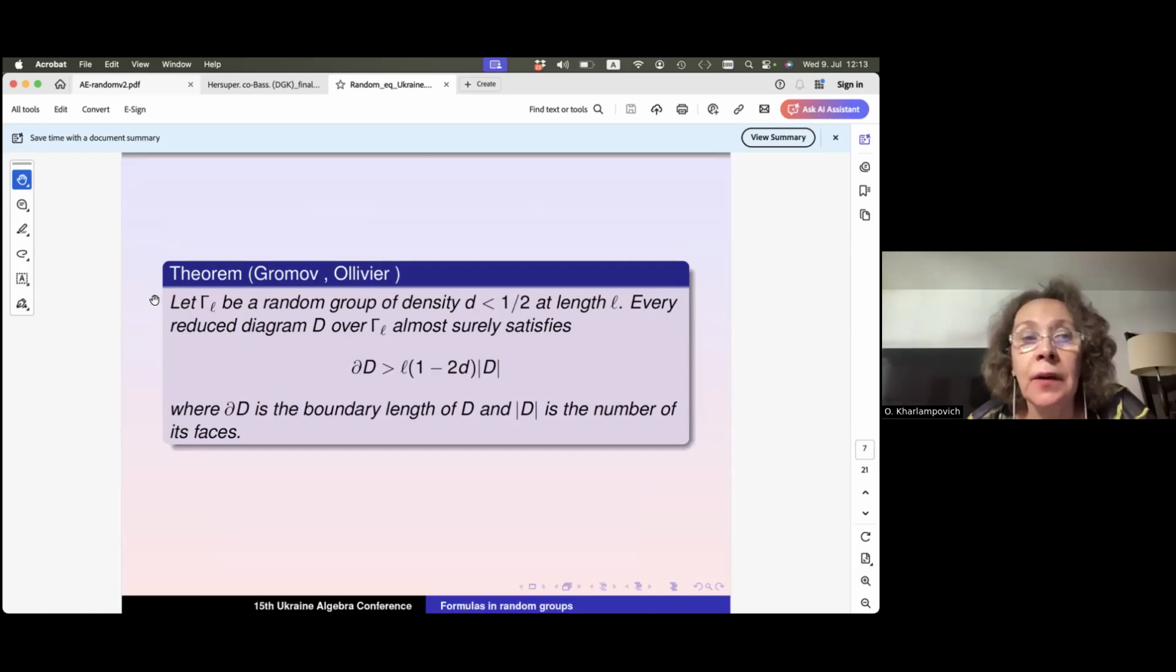So Gromov basically stated that a linear isoperimetric inequality is satisfied in a random group. Let gamma L be a random group of density less than 1/2 at length L. Then every reduced diagram D over gamma L almost surely satisfies the following linear isoperimetric inequality: the length of the boundary of the diagram is greater than L times (1 minus 2D), which is a positive number since the density is less than 1/2, times the number of cells in the diagram. Here the boundary length is on one side and the number of faces on the other. And if there is a linear isoperimetric inequality, then the group is hyperbolic.